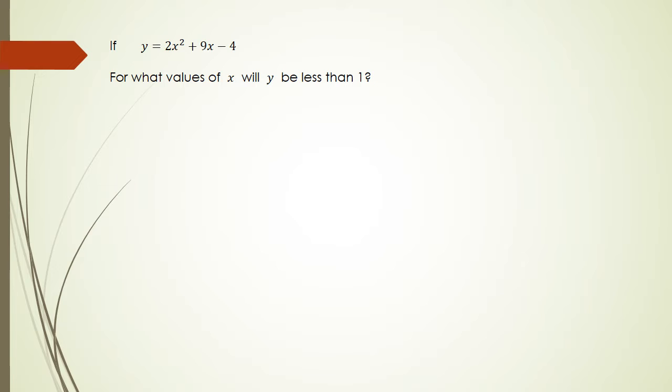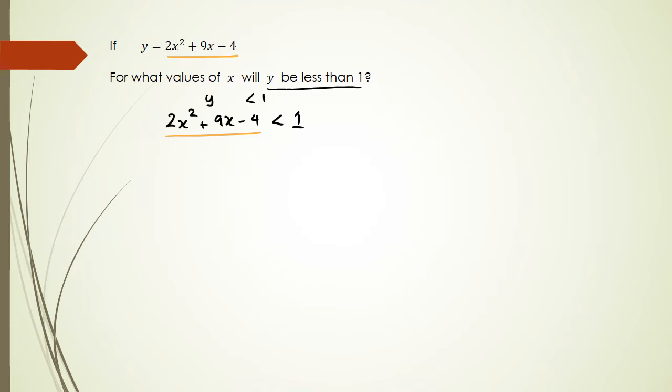Okay, so hopefully you had a chance to have a crack at this question. What we have is this quadratic, which is 2x squared plus 9x minus 4, and we want to figure out for what values of x will y be less than 1. Now if I went a little bit too fast there, let's take a step back. We're trying to look for when y will be less than 1. So we can write this as y is less than 1, and because y is equal to 2x squared plus 9x minus 4, I'm just replacing that there.